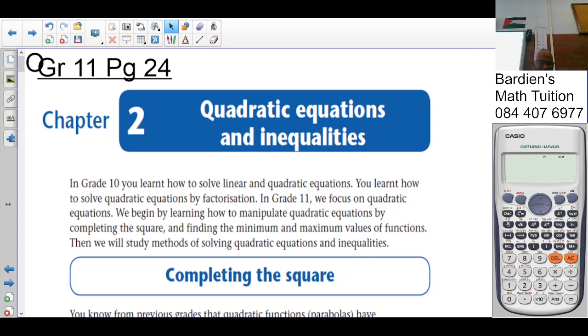11 and 12. 11 and 13. Okay, I'll do both. I will do 11 and 13, okay? Because the same idea is tested in 12 and 13, okay? It's just a matter of factorization there.